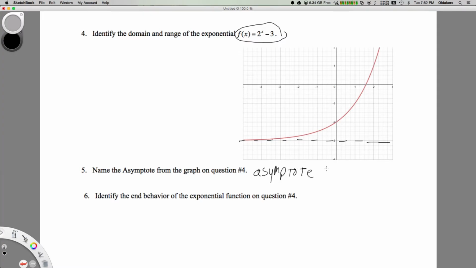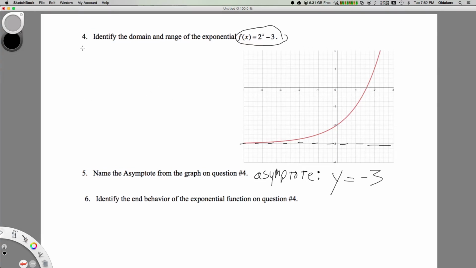So the line that I just traced, what line is that? How could we say that this line goes through -3 on the y-axis? Well, it's horizontal. Any horizontal line is just going to be y equals whatever the y-intercept is. So in this case, the asymptote for this function is y equals -3. Now that's going to help us with the domain and range for the number 4 here.